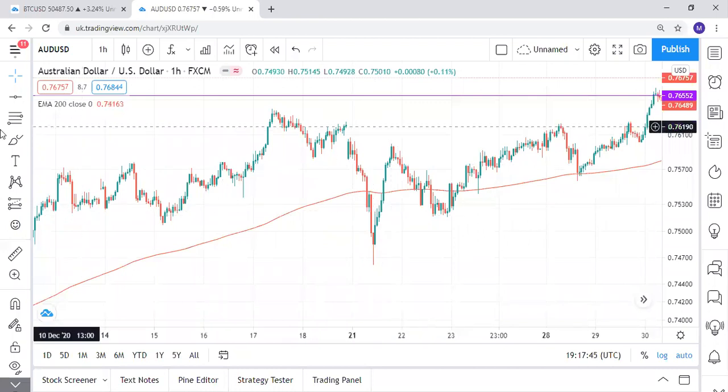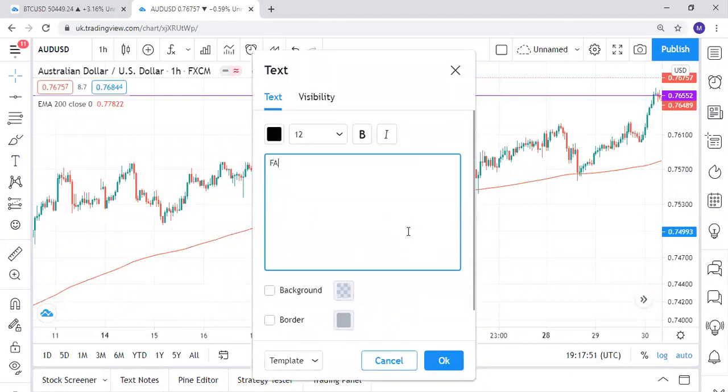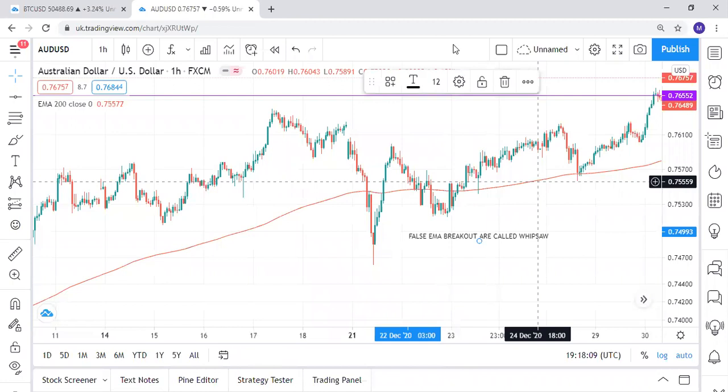Now let me type it here. The first breakout, first EMA breakout, they are called whipsaw.